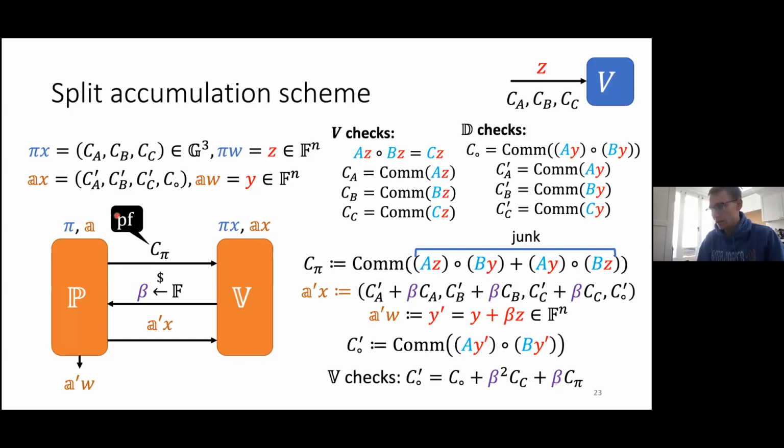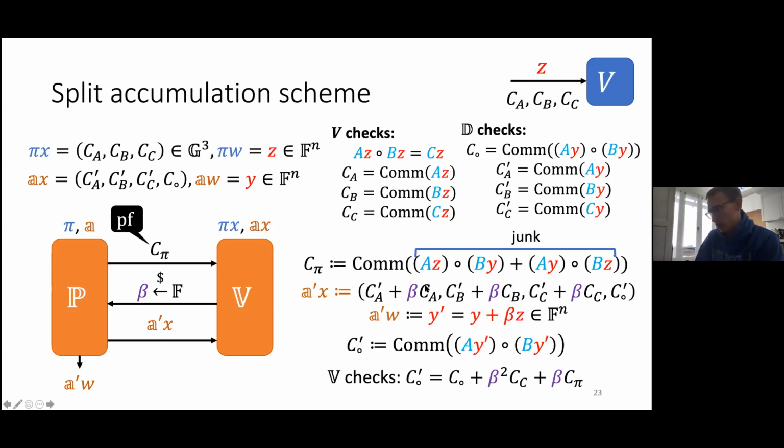Okay, what we can do is, so what does the accumulation verifier need to do? Well, the accumulation verifier needs to compute A prime X, which are these three steps. And it also needs to compute CO prime, for which it simply performs this check. So we can count the number of exponentiations that the accumulation verifier needs to do.